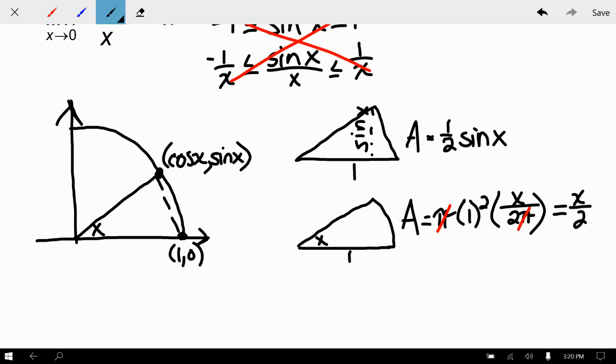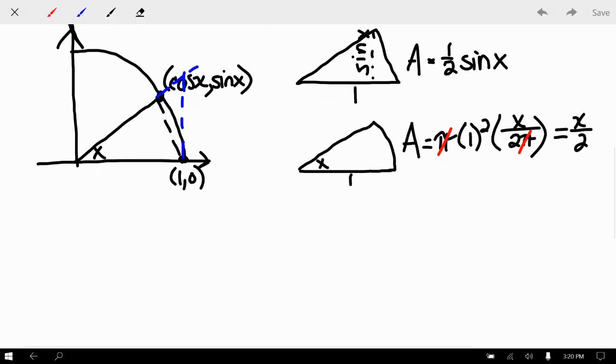Okay, so now I've got 2 things I can use for comparison. And the third one I'm going to use, I'm going to go back and extend out. I'm going to do it in a different color so you can sort of see it. I'm going to extend out that radius line that I had going up to the cosine x, sine x. And what it creates is a larger triangle. And with this larger triangle, now what I've got is a third geometric shape I can use for comparison.